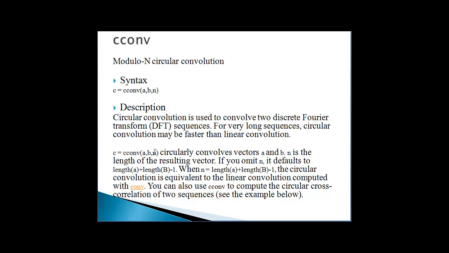Now if you omit n, it defaults to length of a plus length of b minus 1. That is, the value of n is calculated as length of a plus length of b minus 1. Now when n is equal to length of a plus length of b minus 1, the circular convolution is equivalent to the linear convolution computed with the conv command. You can also use cconv to compute the circular cross correlation of two sequences.